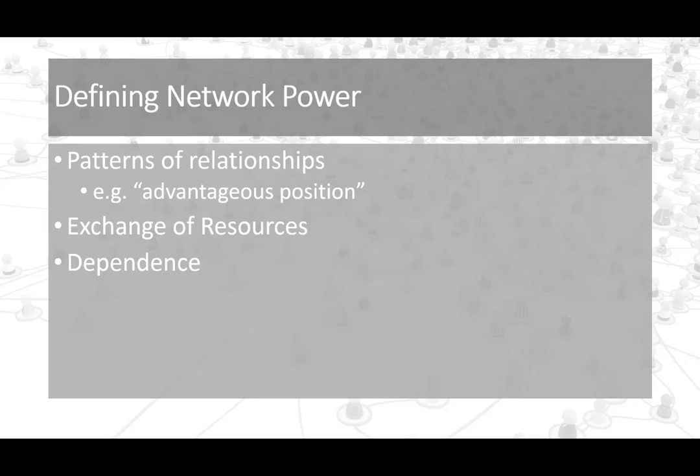The exchange of resources: in order for a network to be a network, resources of some sort have to be exchanged. Whatever that resource may be, something has to be exchanged between actors in the network, and actors in that network need and want that resource. And then finally, dependence. If one node is dependent on another node for a resource or to get in touch with another node, that creates power, because somebody has to go through somebody else to get something they want, or somebody has to be dependent on somebody in order to get something they want.